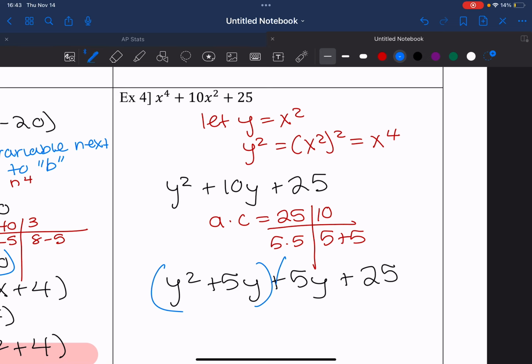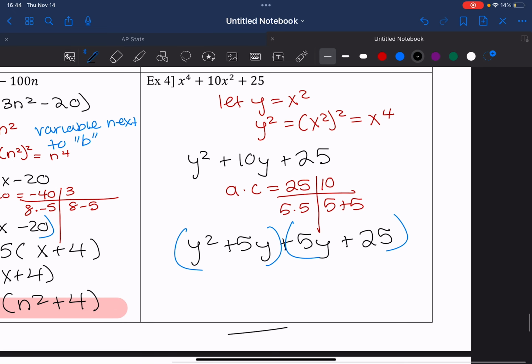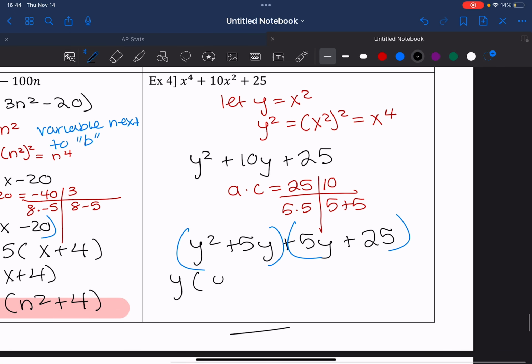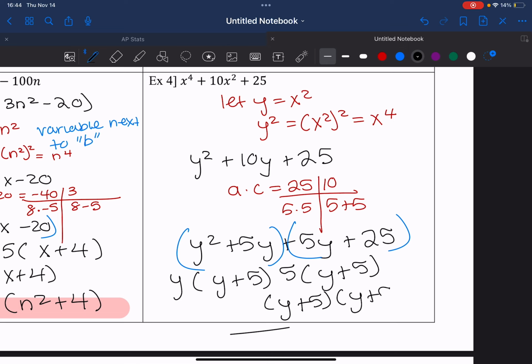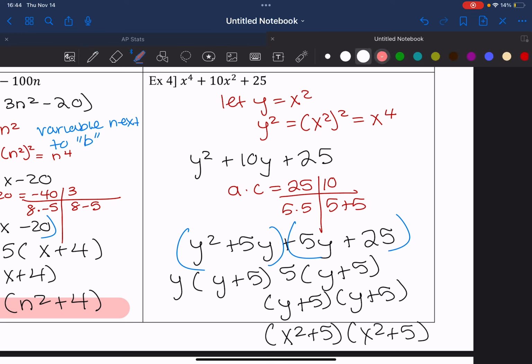I do my factor by grouping. And I can take out a y, and I'm left with y plus 5. And I can take out a 5, and I'm left with y plus 5. So I have y plus 5 times y plus 5. Okay. But originally, my y is equal to x squared. So if I replace that, I have x squared plus 5 times x squared plus 5. So that is my answer.